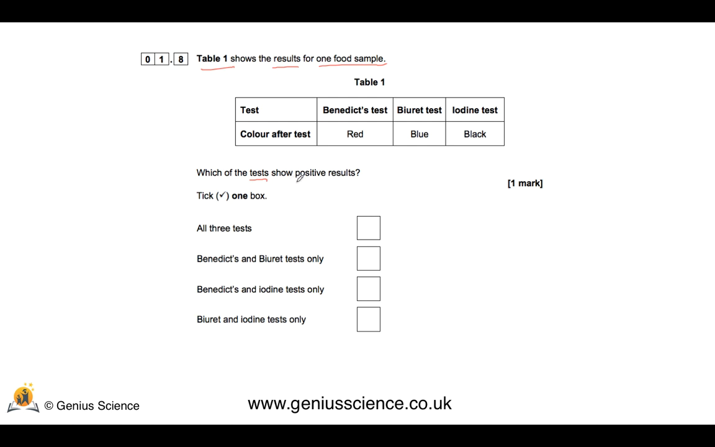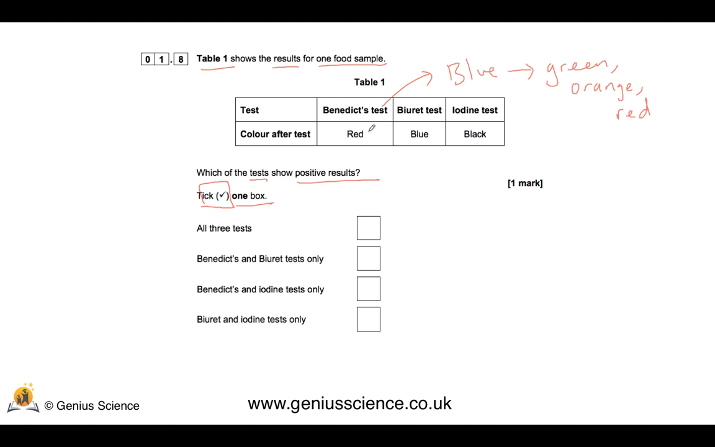And which of these tests show positive results? And we have to tick one box. So just a bit of background here on the Benedict's test. If you get a positive result, the Benedict's solution will go from blue to either green, orange yellow, or brick red. Now, a good way of remembering this is the hotter the colour, the more concentrated the sample is with sugar. So green is lowest sugar, orange medium sugar, and red it'll be very high sugar.